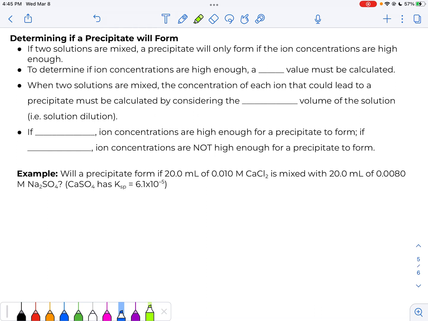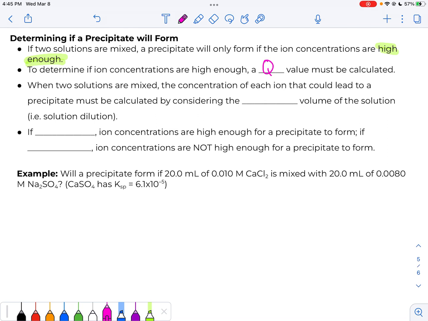So if we have two solutions and we mix them, a precipitate's only going to form if your ion concentrations are high enough. To determine if your ion concentrations are high enough, we're going to use Q. We have to calculate a Q value. Remember that Q values come from initial concentrations. It essentially just means you're not at equilibrium. It's used to compare to your K value.